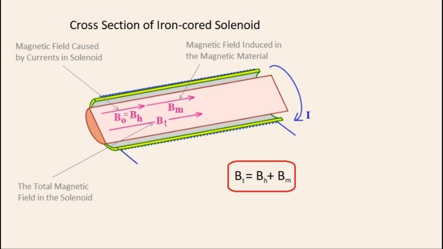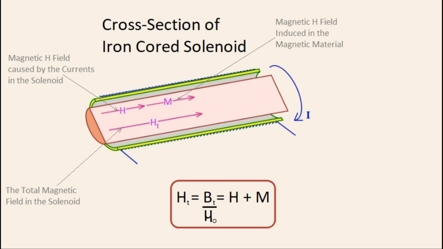BT, the total magnetic B field, is equal to the sum of the magnetic field of the solenoid, B0, or BH, plus the magnetic B field induced in the material, called BM. Notice that the induced magnetic B field is in the same direction as the solenoid-driven external magnetic B field, so as to increase the new total magnetic B field. This is in contrast to dielectrics, whose induced field opposes the external field.